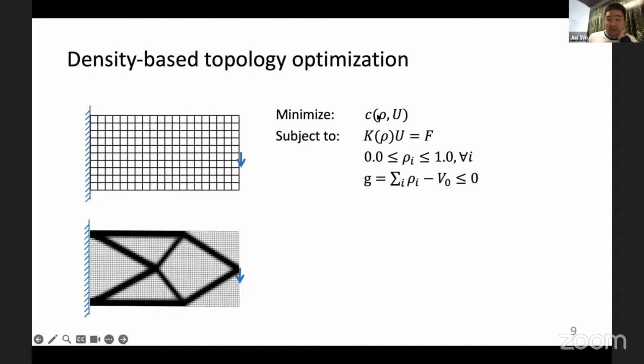And here the objective function is related to the design variables, the pseudo density, and the response of the structure, the displacement in this case. It satisfies the equilibrium equation, the stiffness times the displacement equals the external force. And there are some constraints. For instance, the total volume constraint prescribes how much material can be used in this optimization problem.